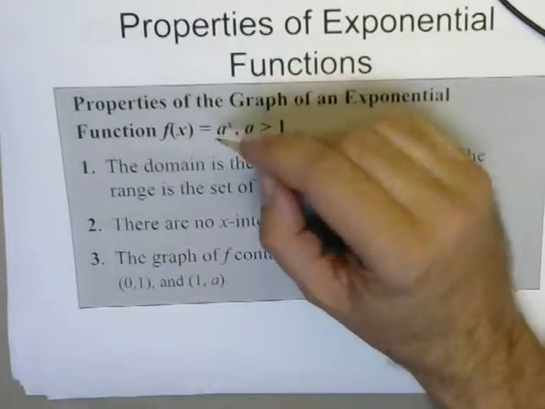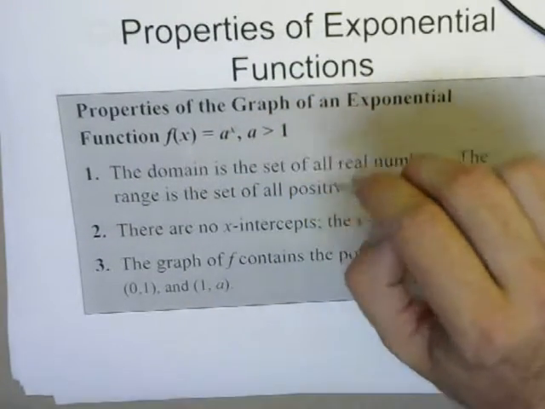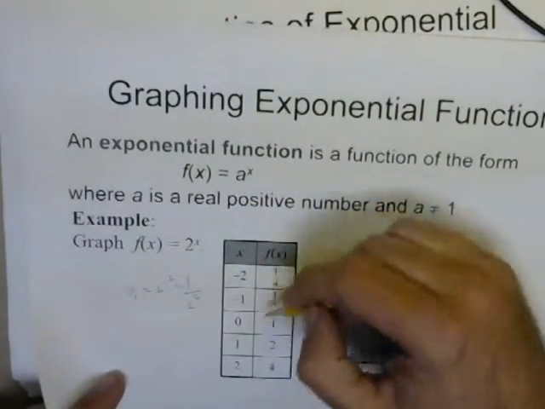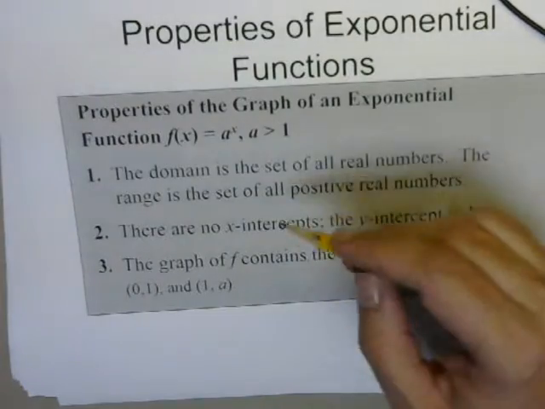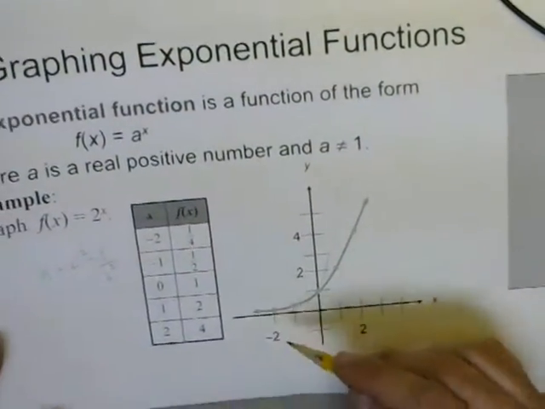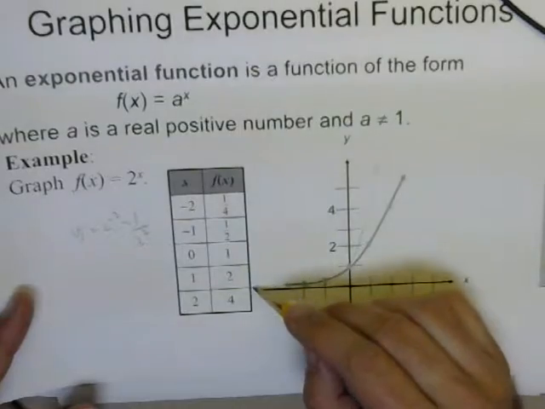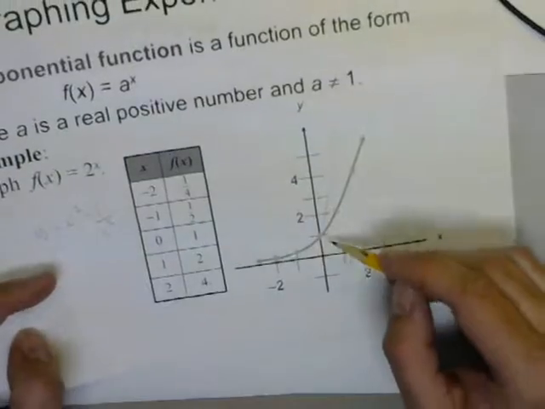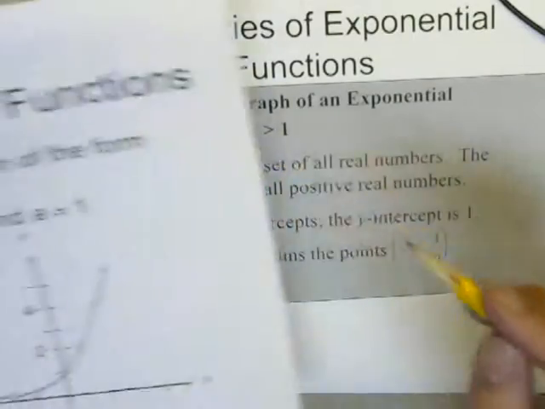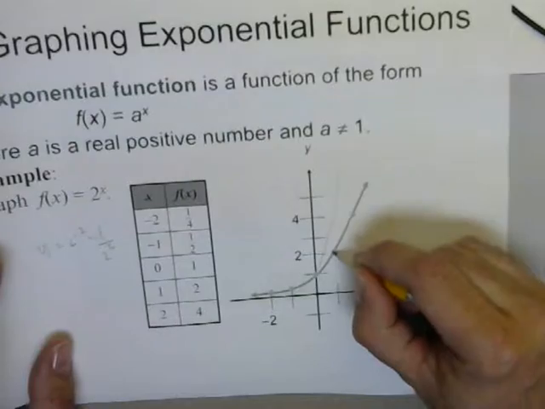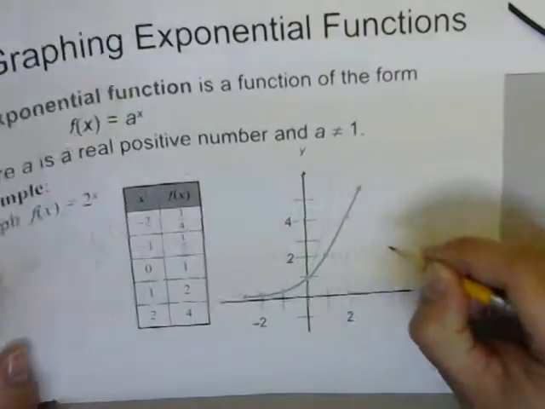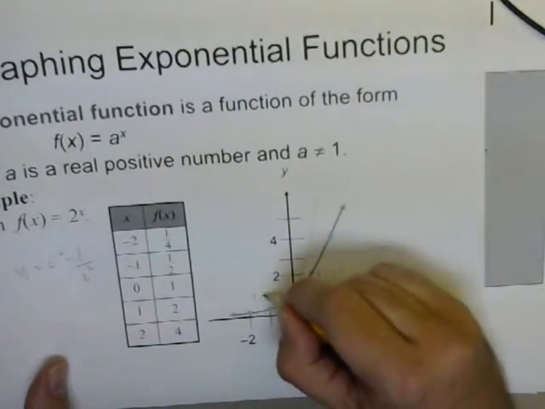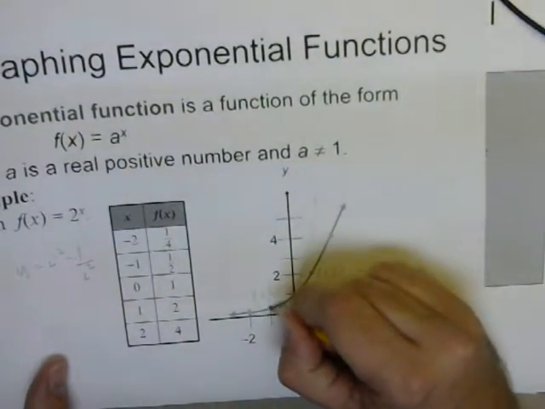So one thing to notice about exponential functions is the domain is the set of all real numbers, right? You can put any number that you want in for x, because no matter what you put in for x, you'll get a value for y. There are no x-intercepts, so it never touches the x-axis. As you move out here, it'll get closer and closer to the x-axis, but it won't ever touch it. And then the graph contains the point (0, 1), no matter what the base a is. It also contains (1, a), so in this case it contains the point (1, 2). And then it will also contain the point (-1, 1/a). So it'll contain the point (-1, 1/2), which is given by that.